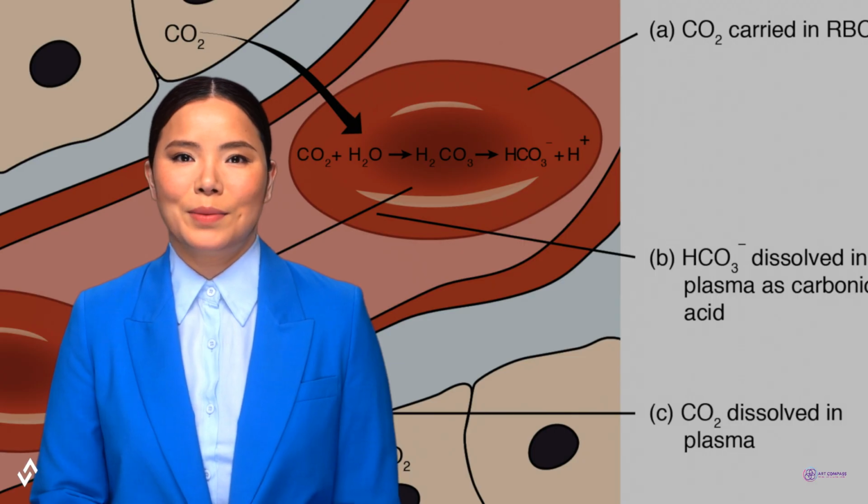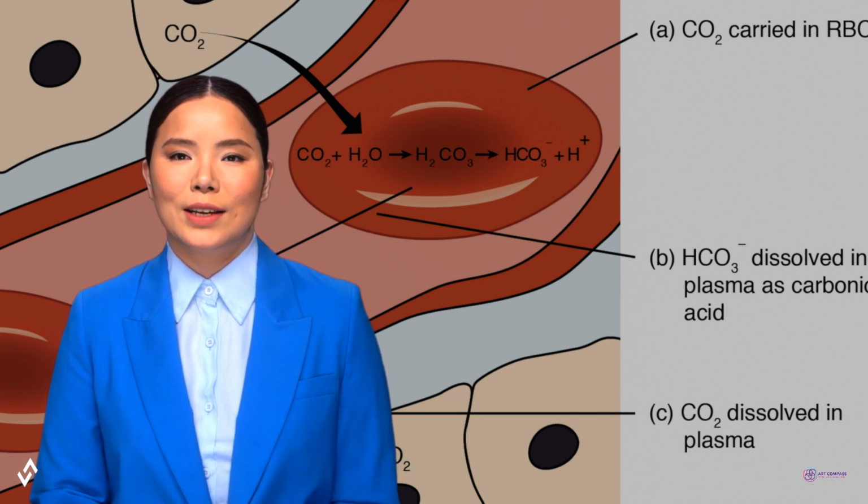Acidosis occurs when the blood pH drops below 7.35. This condition can be caused by a number of factors such as respiratory or metabolic disorders and can lead to symptoms such as confusion, fatigue, shortness of breath, and even coma.